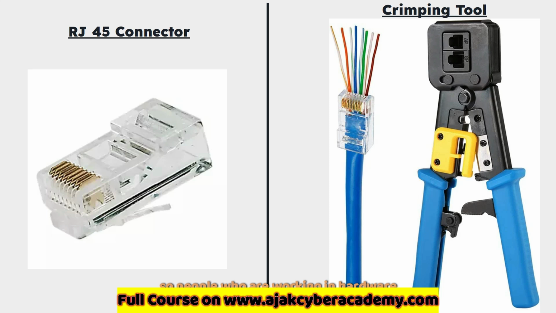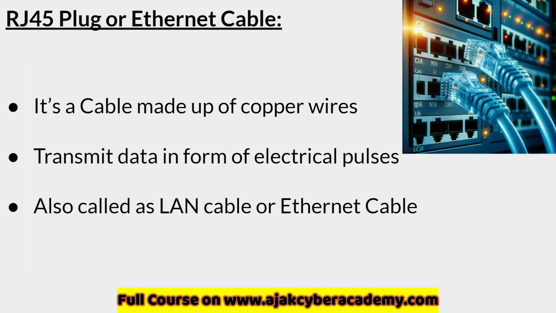People who work in the hardware industry use a specific crimping tool and RJ45 connector, and they crimp the connector and the copper wire according to specific cabling standards to set up a local area network. You could see different types of wires with different colors; each and every color has a different usage. We don't need to go in depth with that, but this is how it works. You could see the definition: the Ethernet cable is made up of copper wires, and it transmits data in the form of electrical pulses. It's also called a LAN cable.